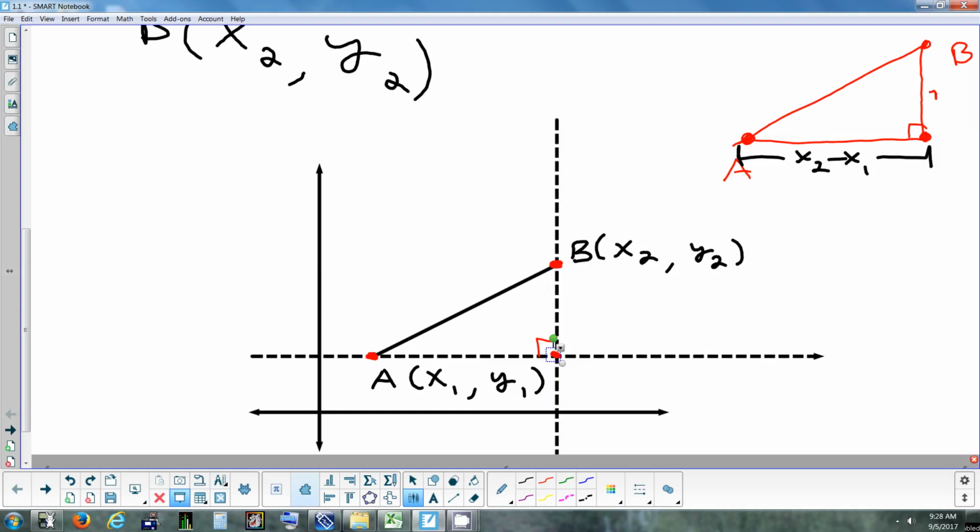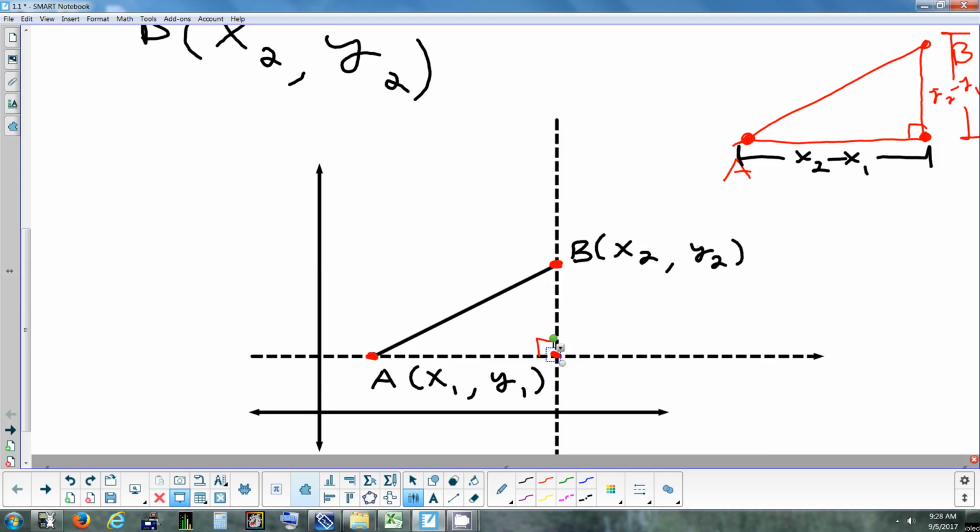So I'm just going to squeeze that in over here. y2 minus y1. And that's the distance from here to there. Okay, so now we know those two sides, but what we really want is the longer side in the triangle.